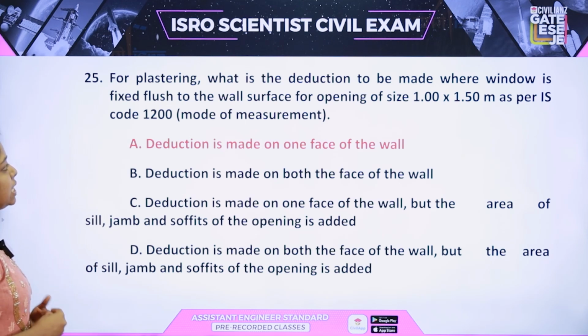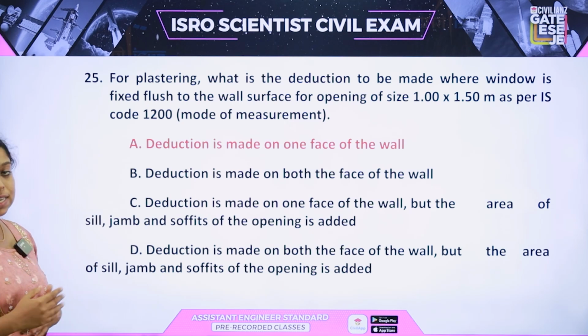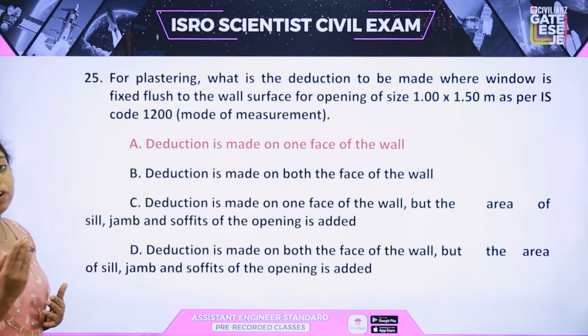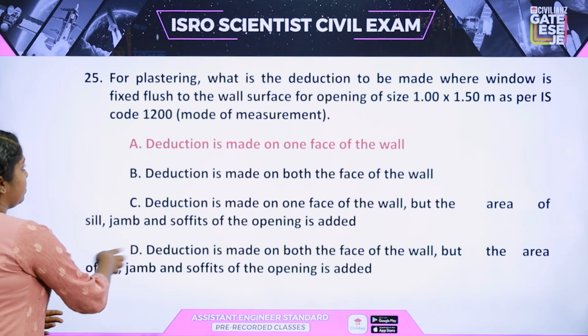So for plastering, what is the deduction to be made where window is fixed flush to the wall surface for opening of size 1 by 1.5 meter as per IS code 1200. So in such cases, when the opening size is less, we will adopt the deduction on one face of the wall. So option A is the right answer.